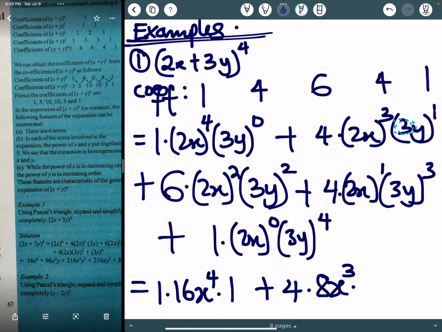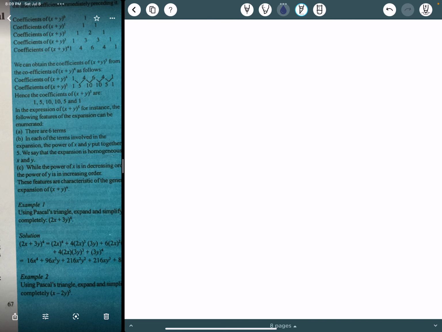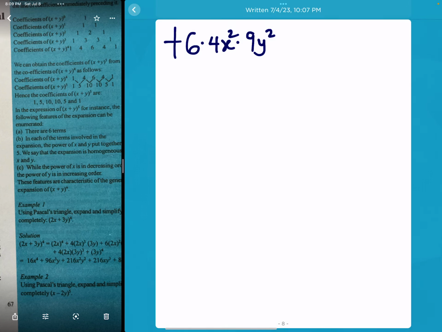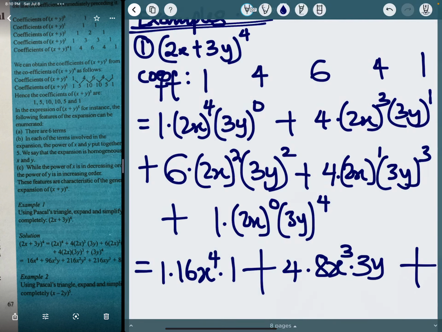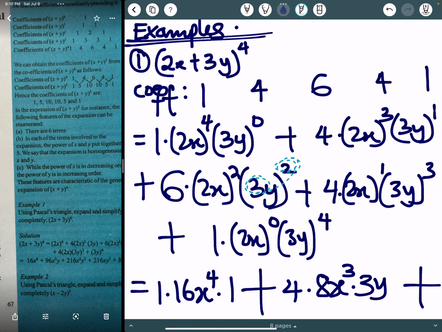Dot here, 3 raised to power 1 is what? 3. y raised to power 1 also is what? y. I can put the 1 if I like, and I can leave it if I like. That gives me my second term. Let me go to the third term. Let me make this plus very big so it can show that it's a sign between different terms. This is my third term. 6 times 2x raised to power 2. So my third term is 6 times 4x squared times 9y squared. The reason is that the 3y here is raised to power 2. So 3 squared is 9. y squared is y raised to power 2. That gives me my third term.